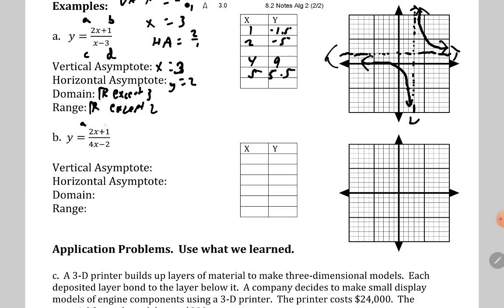Alright, a, b, c, d. Vertical asymptote is x equals negative d, which is negative 2, over c, which is 4. So this will become positive 1/2.